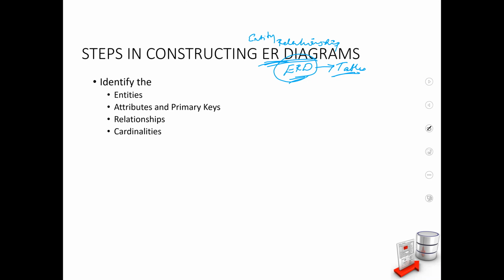Now the steps to draw an ER diagram: you have to identify four things. First is the entities, followed by the attributes and the primary key, followed by relationships, and then the cardinalities. So this is how you draw an ER diagram. You should be following each and every step. Then only your ER diagram will be perfect. Now let's see how you can draw an ER diagram.